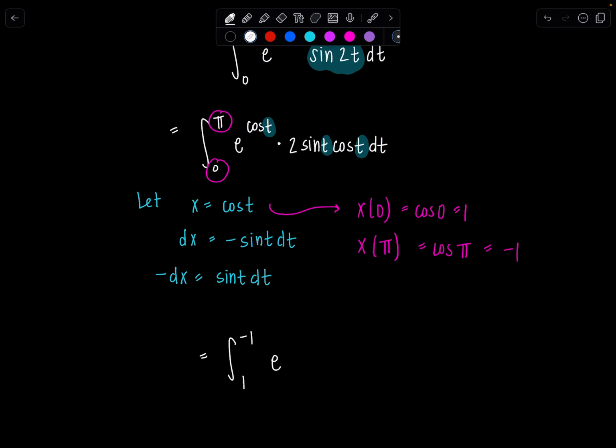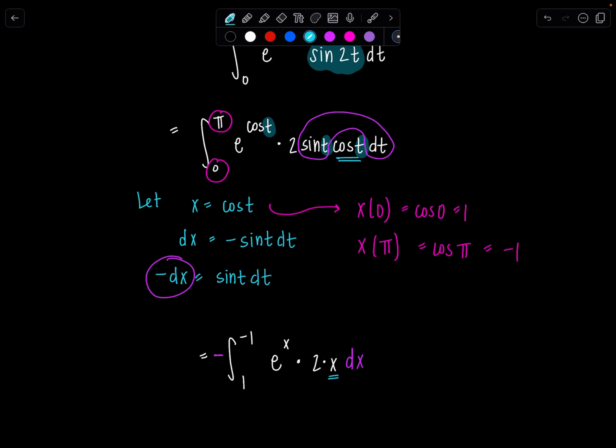And then instead of e to the cosine t, I have e to the x times 2. The 2 still stays there. All right. What about this sine t dt? There's my kidney bean. Sine t dt is negative dx. So here's the negative dx. And then I still had one extra cosine t here. So that's going to be x. Okay, everybody's accounted for. Can you see the substitution?